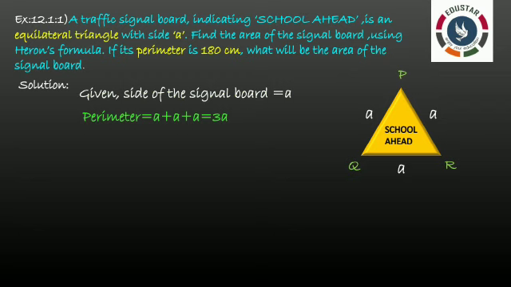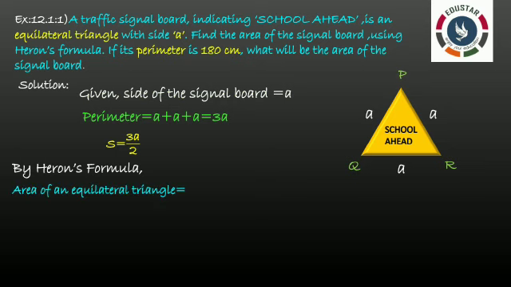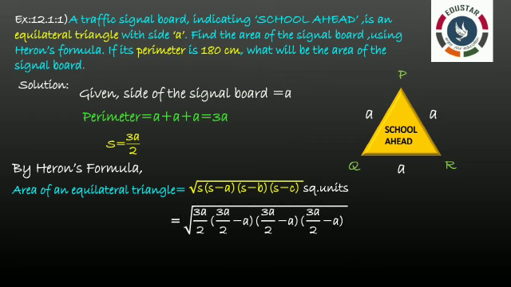And what will be the semi-perimeter? S is equal to 3A by 2. Now, apply the values in what? Heron's formula. So, area of equilateral triangle is equal to square root of S into S minus A into S minus B into S minus C. Here, A, B, C, all three values are equal to A.